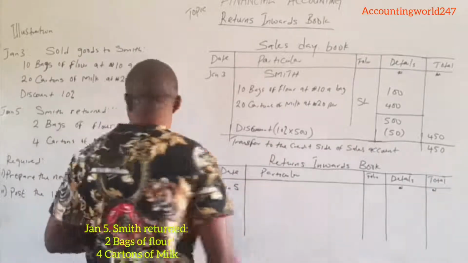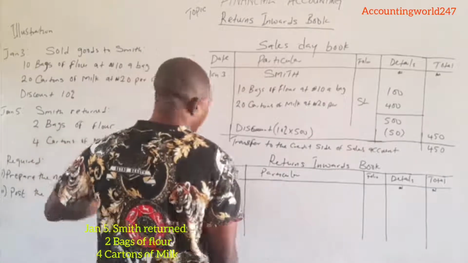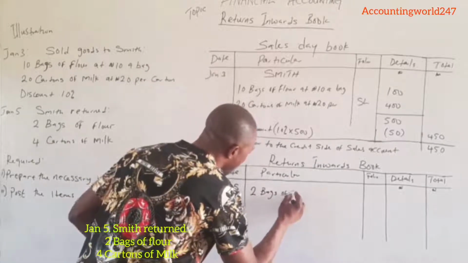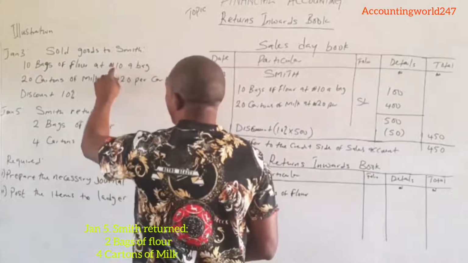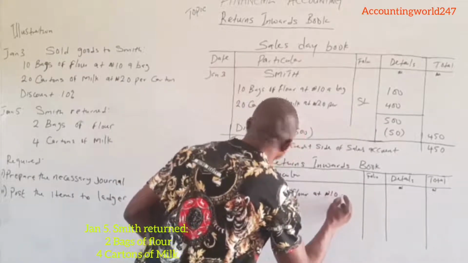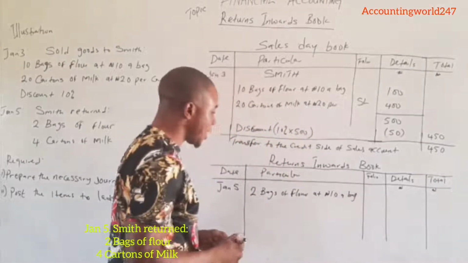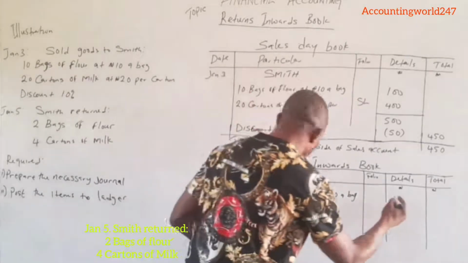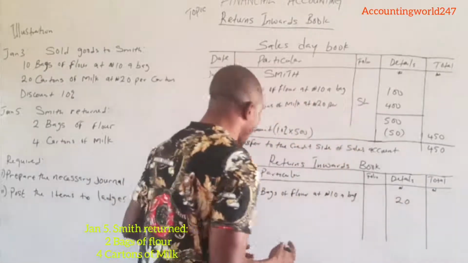January 5. The first goods that were returned is 2 bags of flour. So, we're going to have 2 bags of flour. Then, I said the price per bag will be considered, at 10 naira a bag. Now, looking at this, that will be the same as 2 multiplied by 10. Then the bag will be 20. Means that the return goods value 20 naira back to us.